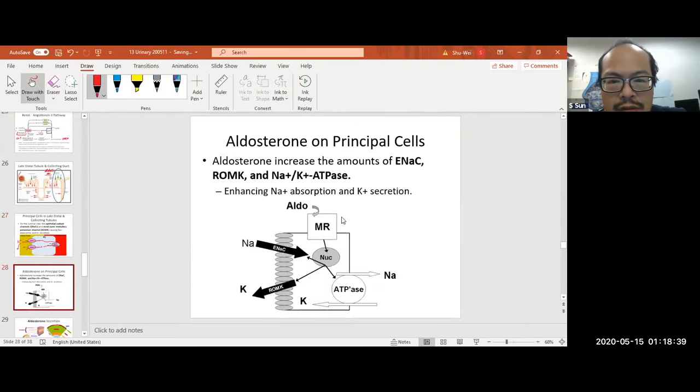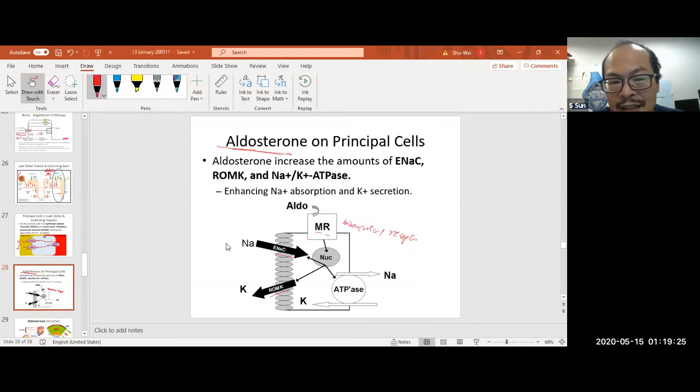Here is the aldosterone, which has a function to boost this cycle. So it will act on the mineral corticoid receptor. MR is the mineral corticoid receptor, because aldosterone is a mineral corticoid. And then it will boost the activity of ENaC, ROMK, and sodium-potassium ATPase.